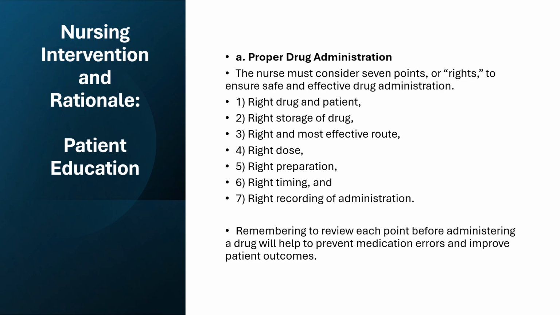So we have the following: proper drug administration. We have 7 points, or the 7 rights of every patient, that would ensure safe and effective drug administration. We have first the right drug and patient. Next would be the right storage of drug, the right and most effective route, the right dose, the right preparation, the right timing, and right recording of administration. Remembering to review each point before administering a drug will help to prevent medication errors and improve the patient outcomes.